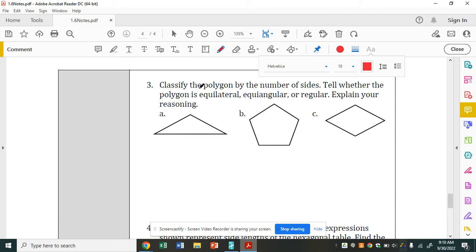Okay, last page, again, classify by the number of sides. Still, I should have stopped it. There's still markings I needed you to put down. That's my fault. But we have these markings here on this letter B. I want you to add in your arc marks and your tick marks here. And then on C, you can add in these markings.